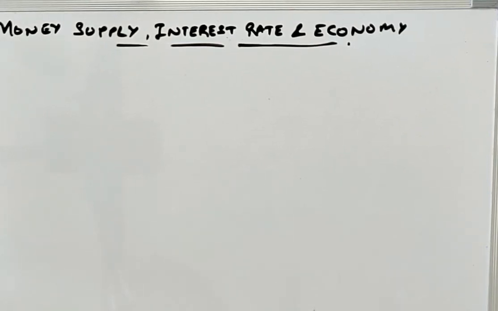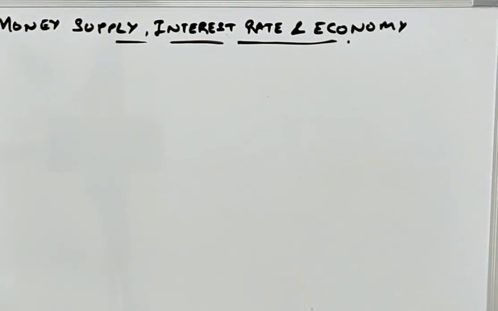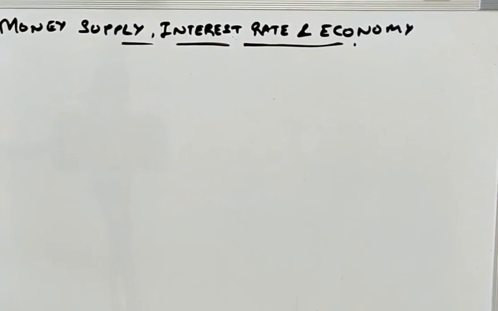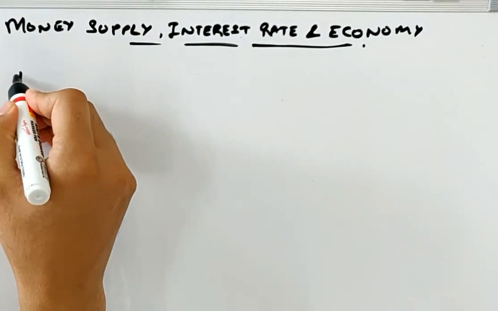Let's understand the interlinking of money supply, interest rate, and economy. In this case, it could be economic output, income, money demand. Starting with a basic graph.